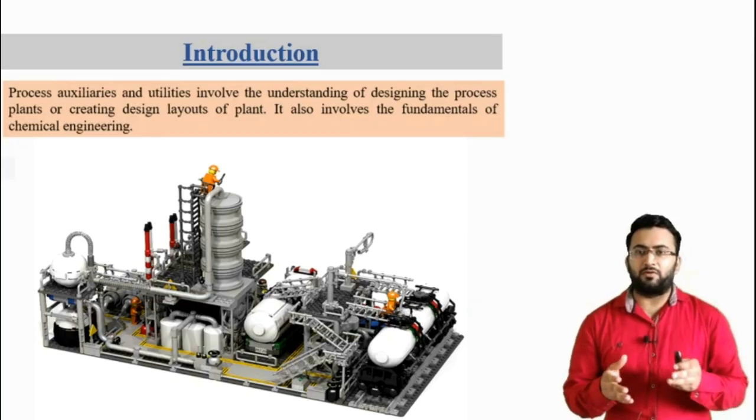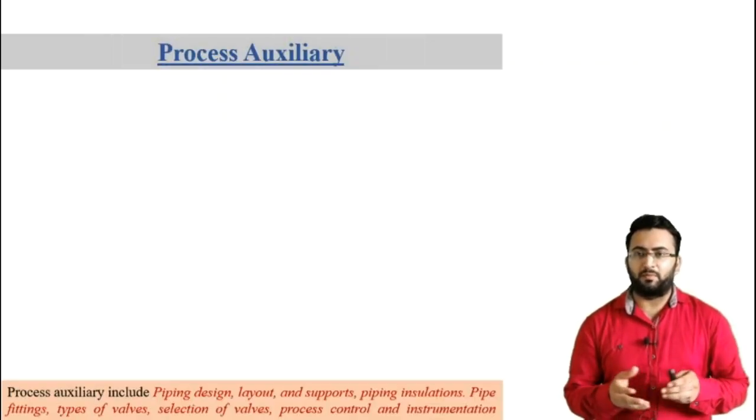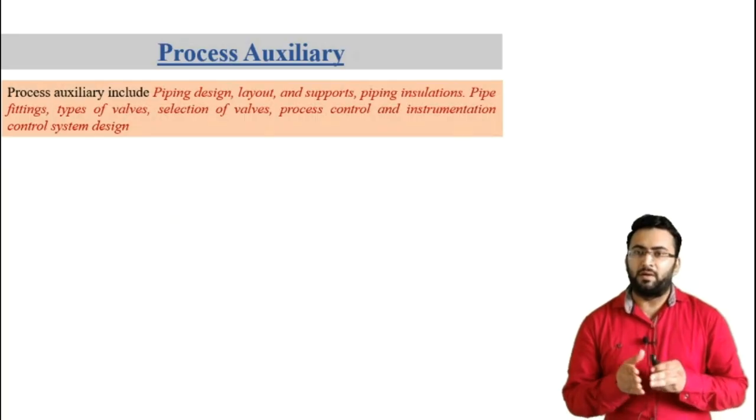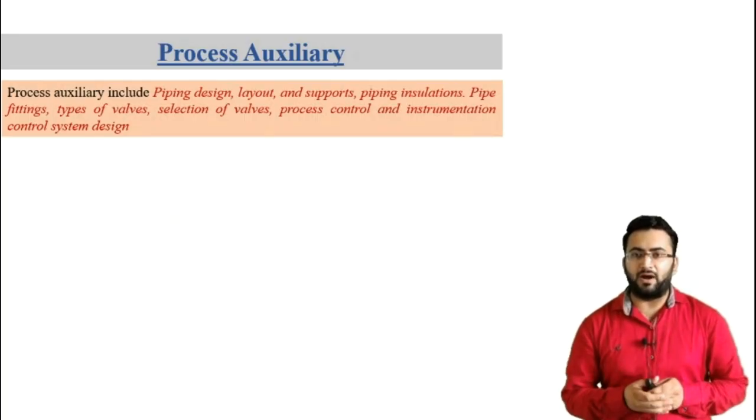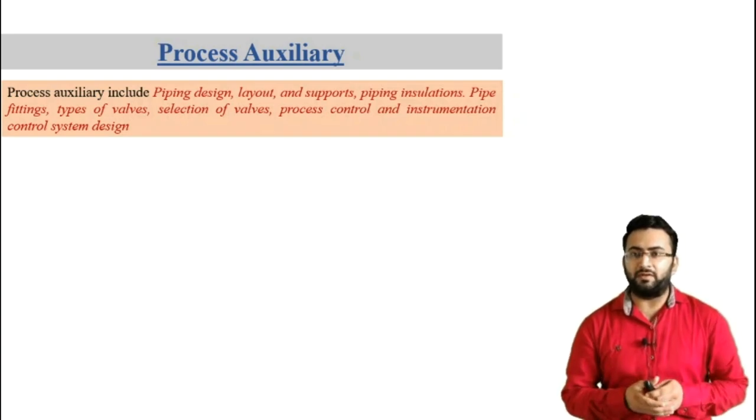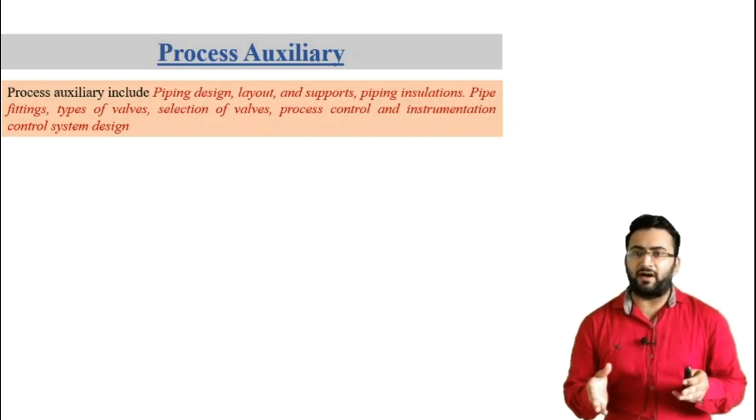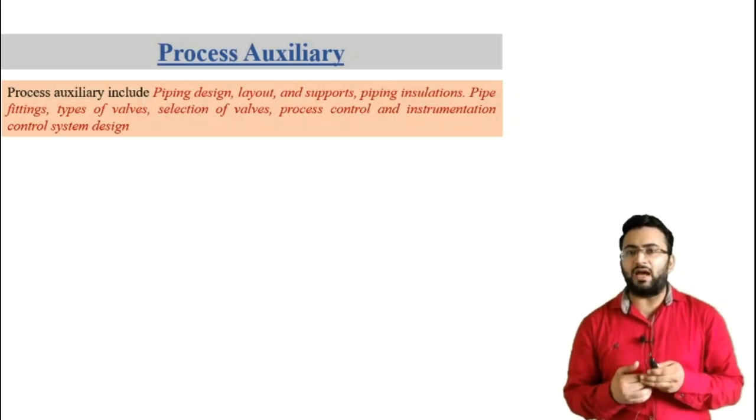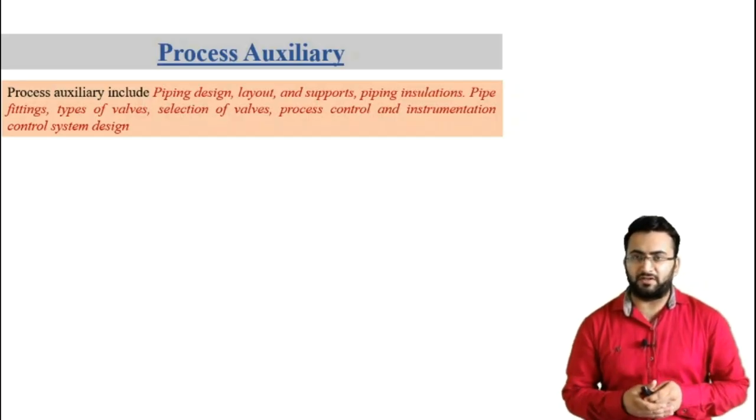So let's talk about process auxiliary. Process auxiliary includes piping design, piping layout, piping support, various types of piping insulation, pipe fitting, types of valve, selection of valve, process control and instrumentation control system design. So these all are considered in process auxiliary.